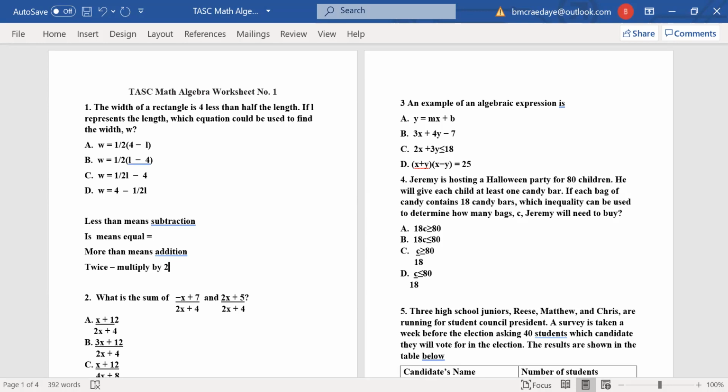Okay, let me see. The width is W, equal to 4 less than half the length. Half the length means multiplication, right? Here they're using L for length and W for width. What would you say the answer is, Vanessa?